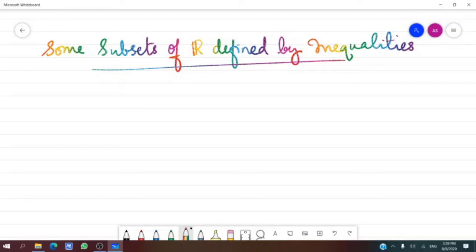Okay, അപ്പോൾ നമ്മൾ order properties ആണ് ഡിസ്കസ് ചെയ്യാൻ inequalities പ്രൂവ് ചെയ്യാൻ വേണ്ടി നമ്മൾ order properties യൂസ് ചെയ്തു. ഇനി ചില സബ്സെറ്റ്സ് ഡിഫൈൻഡ് ബൈ inequalities നമുക്കൊന്ന് എക്സാമ്പിൾസ് കുറച്ച് നോക്കാം.